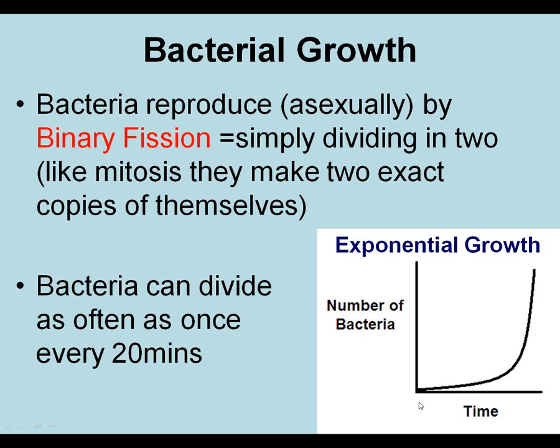And if you graph it, the bacteria numbers look like this. They sort of steadily skyrocket upwards, and this line looks more and more like it's going straight up. So we call it exponential growth. Bacteria, under the right conditions, can grow exponentially.